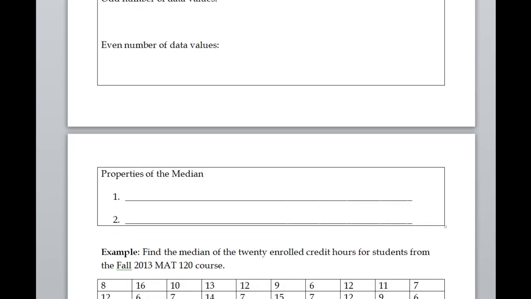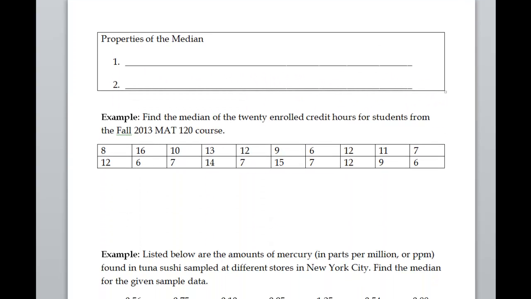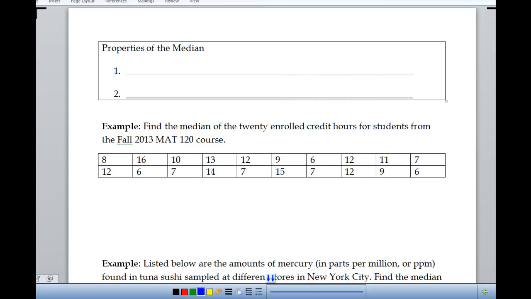Okay, some properties of the median. It is resistant. That's the first thing. Resistant means that it's not affected by extreme values.